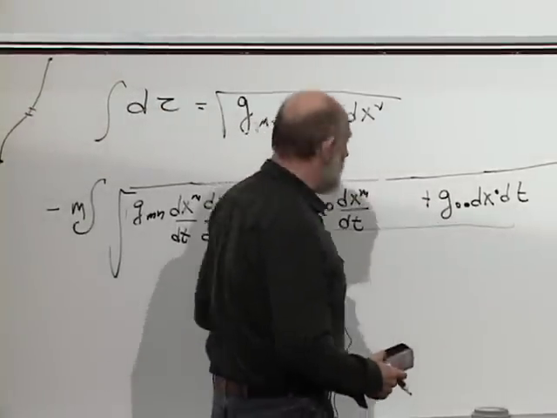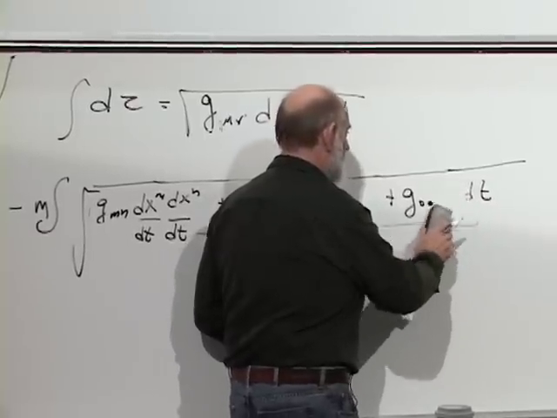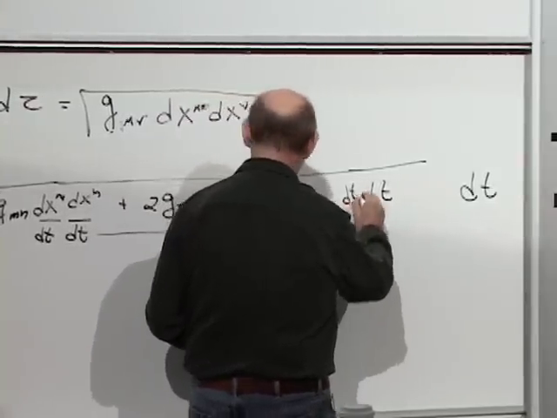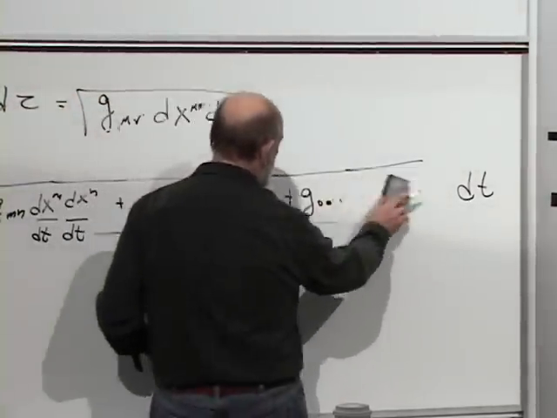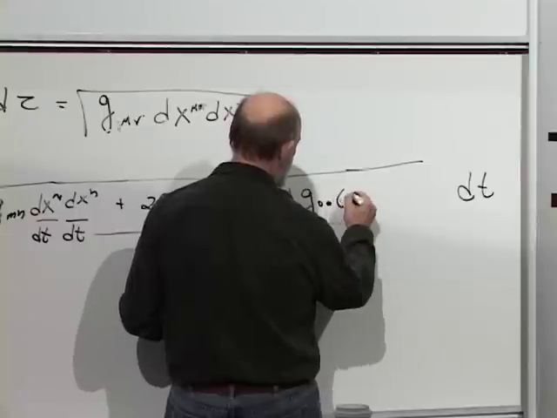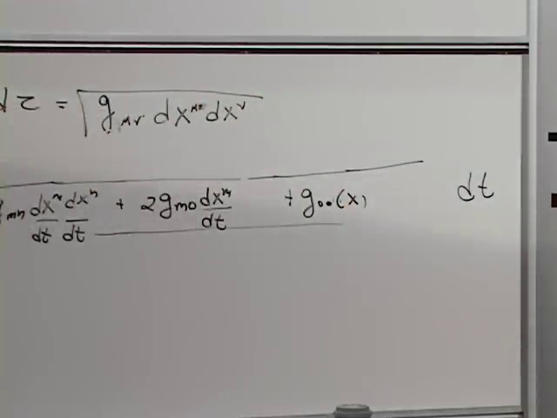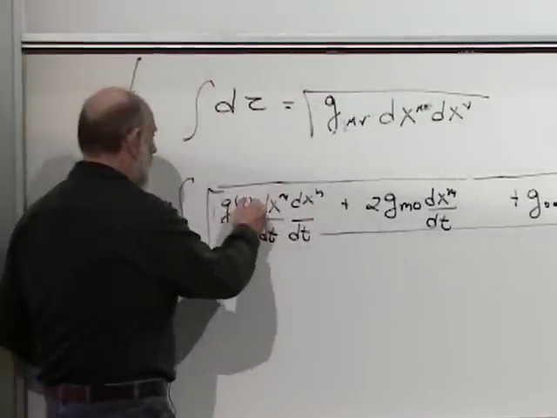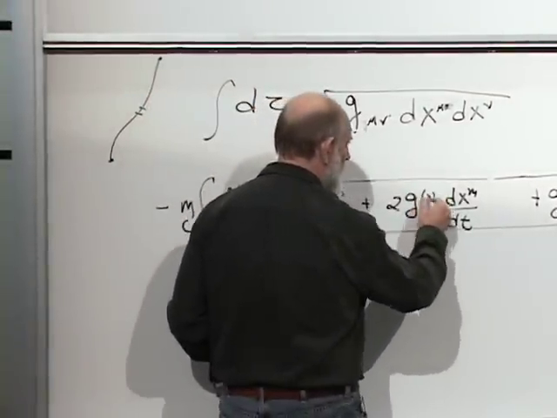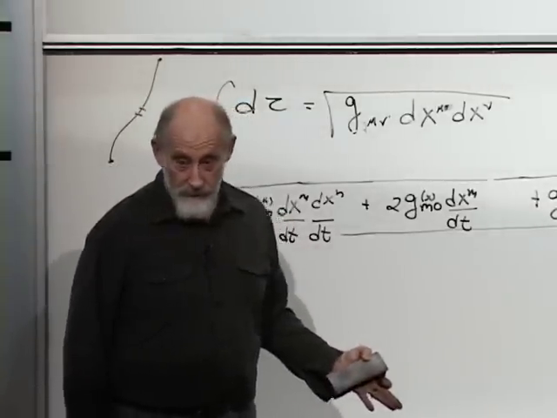And what about this here? What did I do here? Yeah, I forgot to call this dt squared. But I'm dividing it by dt squared. So this goes away. Well, now I have something that really looks like a Lagrangian. Here it is. It involves the positions. Remember, the g's depend on x. We have dependence on position and components of the velocity.